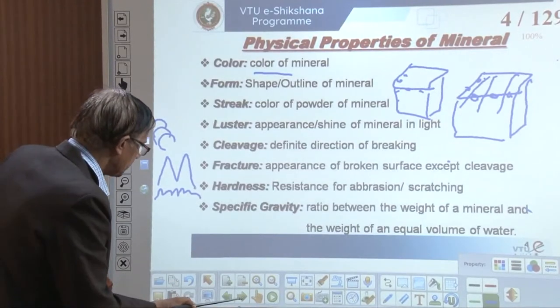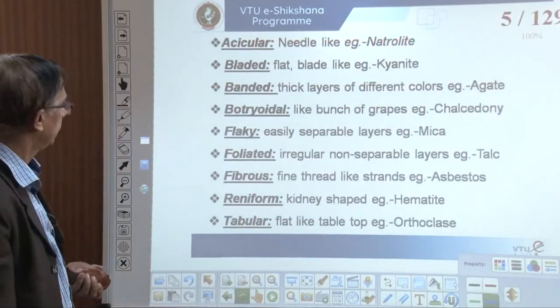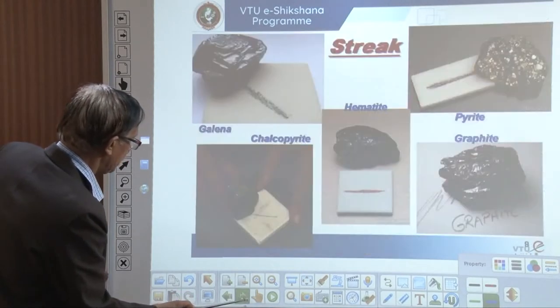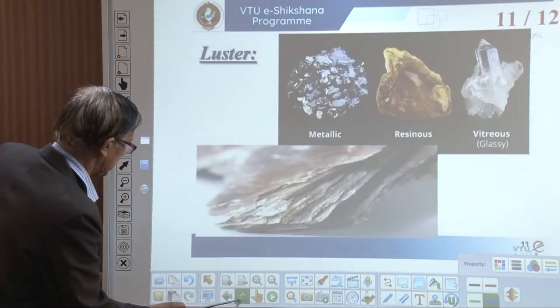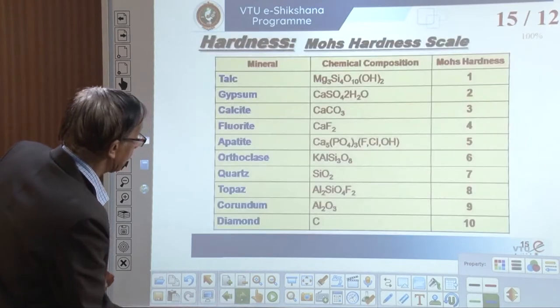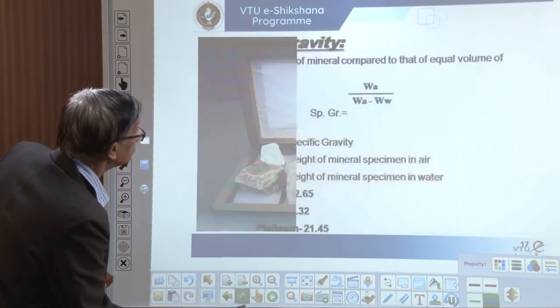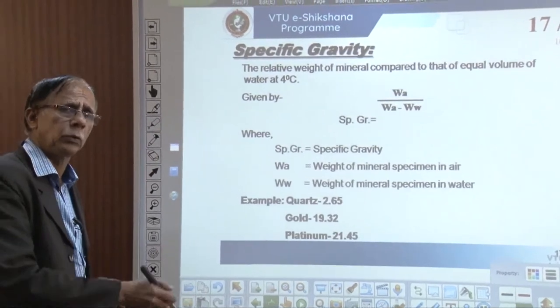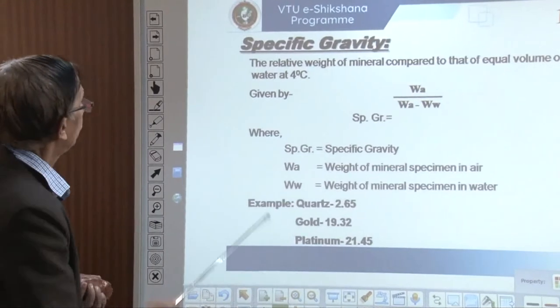Now, specific gravity. Yes, what is the specific gravity? I come back, don't worry, friends.